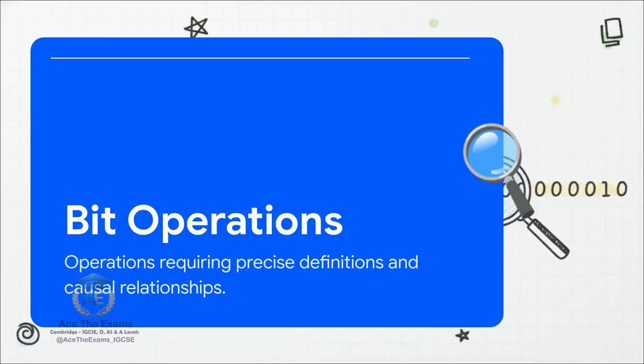You must precisely state your logic. For example, if you're using an AND operation, you need to explain its causal relationship with zeros: the fact that ANDing with a zero clears the bit. You have to prove your knowledge to the examiner through crystal clear, unambiguous definitions. If you use vague language, you will lose the mark, guaranteed.